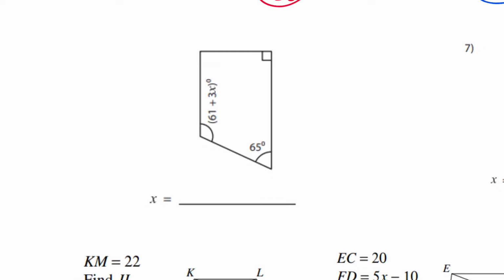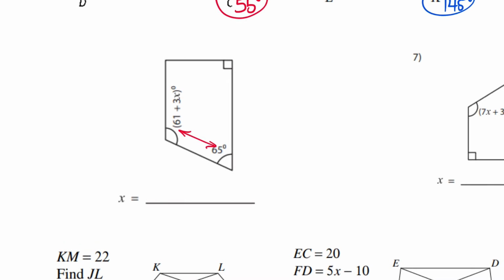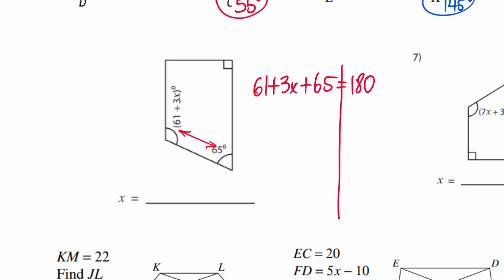Now this next one is not necessarily an isosceles trapezoid. In fact, it's not. But what's true here is still the same. What do I know about these two angles right here? They're same side interior, so what do I know about them? They add up to 180. So it's going to be 61 plus 3x plus 65 equals 180. All I'm doing is taking this one, the 61 plus 3x, plus this one to equal 180.